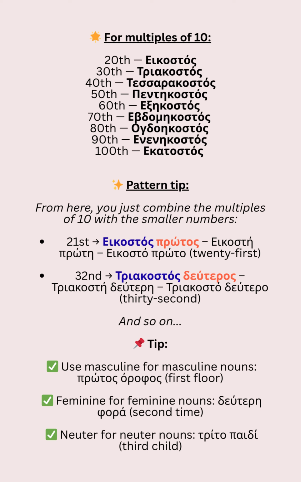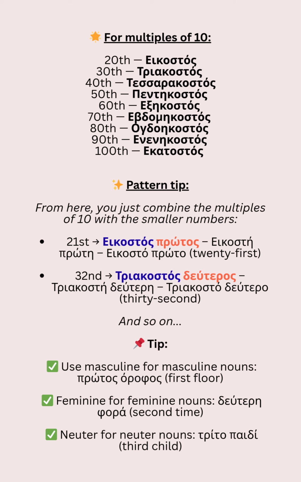And for multiples of 10 it goes like that. Εικοστός, τριακοστός, τεσσαρακοστός, πεντηκοστός, εξηκοστός, εβδομηκοστός, ογδοηκοστός, ενενηκοστός, εκατοστός. 100. So, for example, if we want to say εικοστός πρώτος, it's 21st. 21st century, for example. 21ος αιώνας, okay? 300ος, okay? Etc., etc. So you do a combination again.